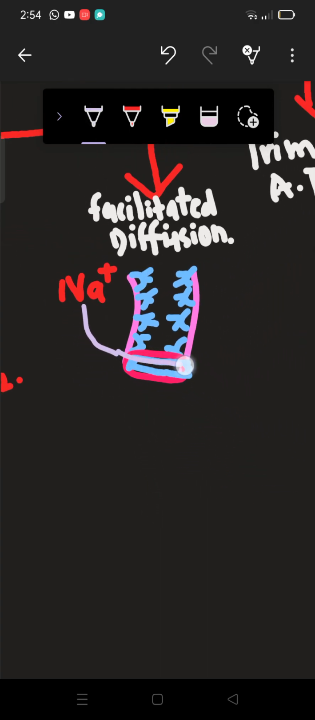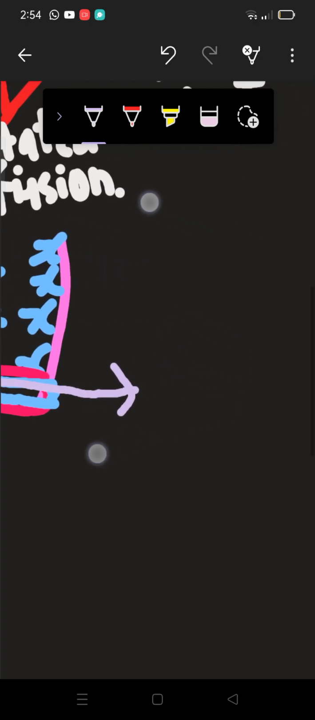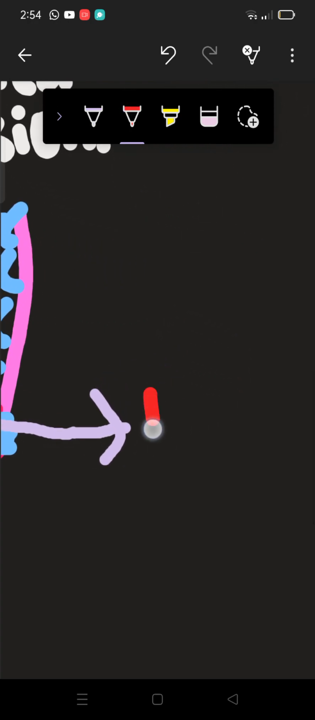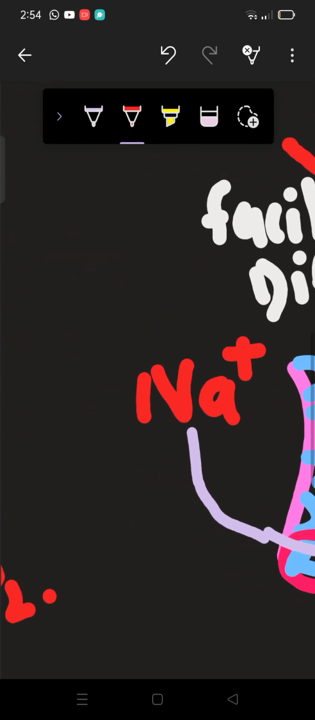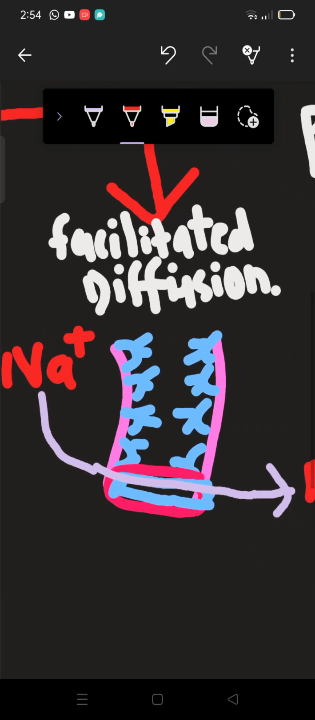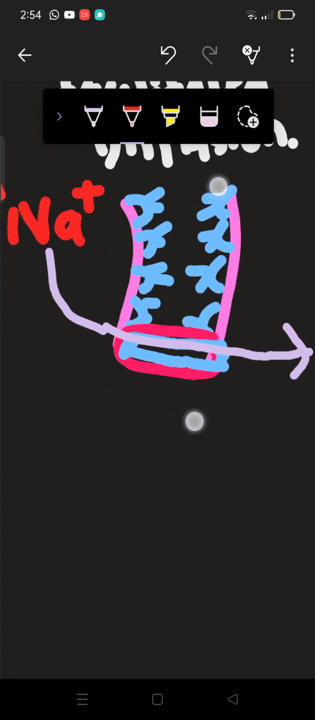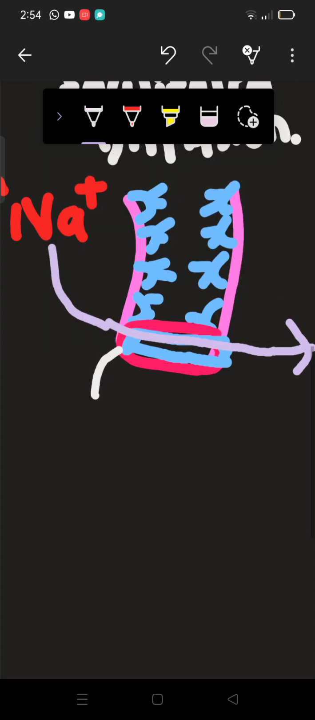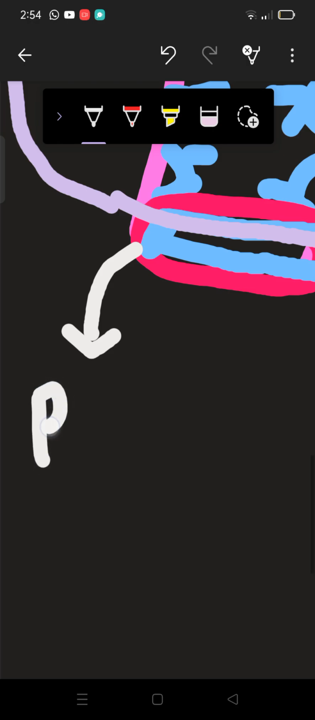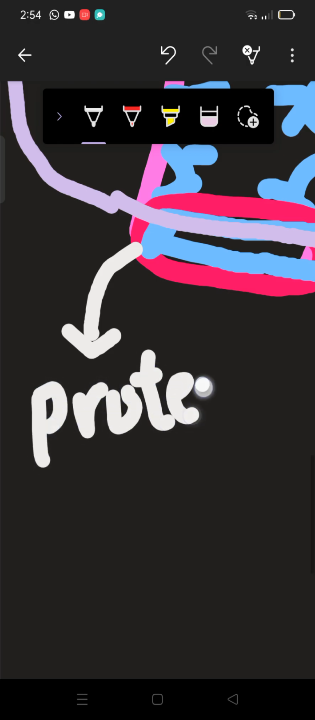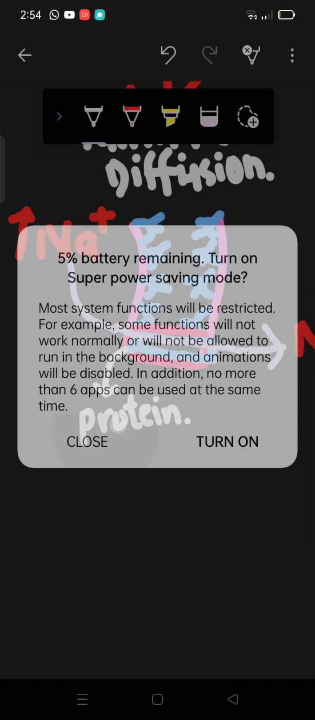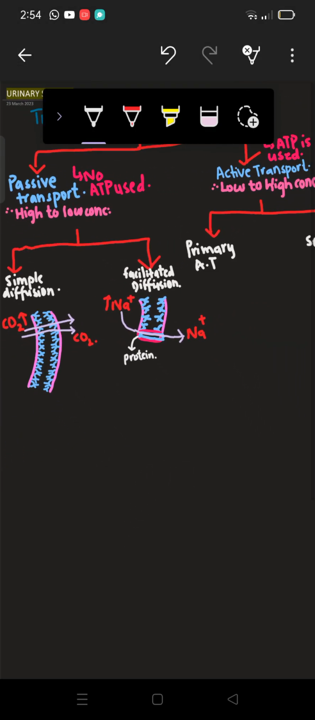Wait, this is not an aquaporin but a protein. So here the sodium concentration is higher, and here the sodium concentration is lower. Since it is passing through the protein, that's why it is known as facilitated diffusion. So let me write it down here. This is a protein, and this is facilitated diffusion.